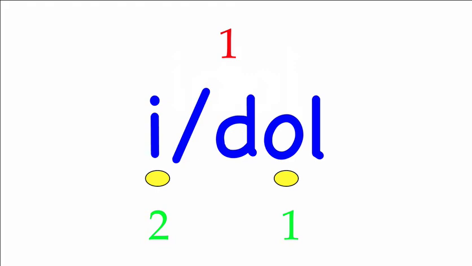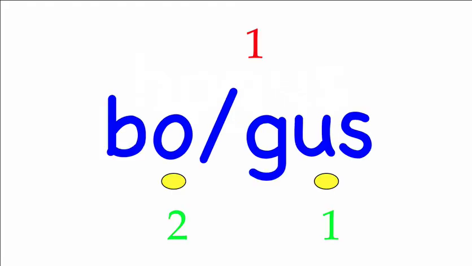The first word is bogus. Bogus. That is a bogus response. Bogus. Two-syllable word. First syllable, bo, two sounds. B, o. Second syllable, gus, three sounds. G, s. Bogus. Mark the word.